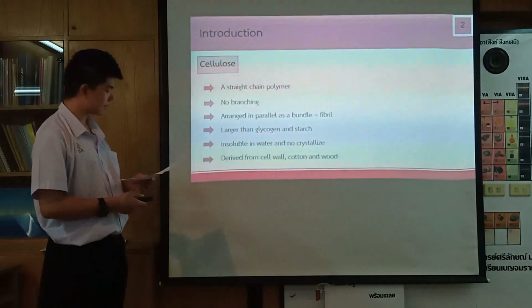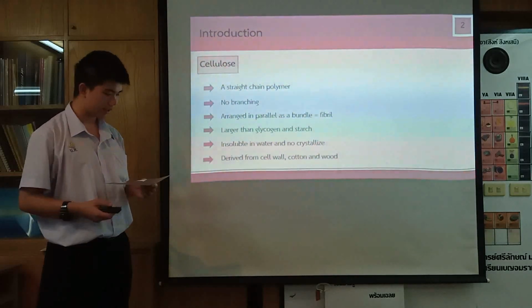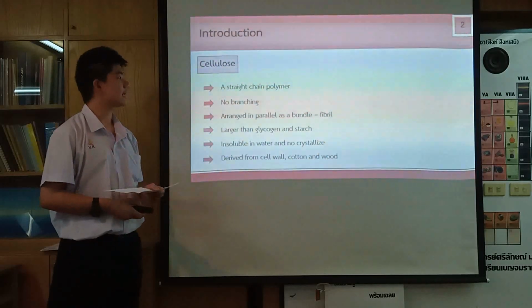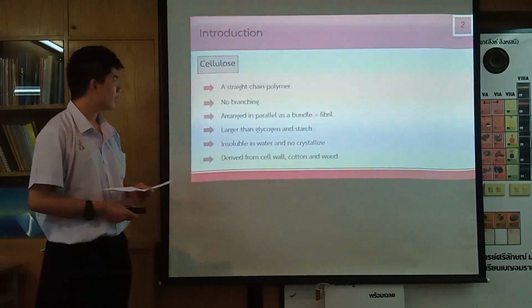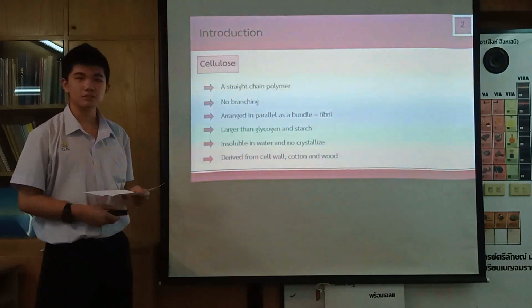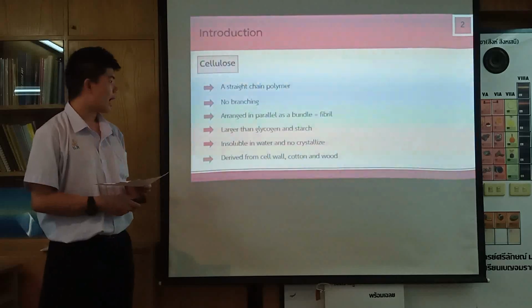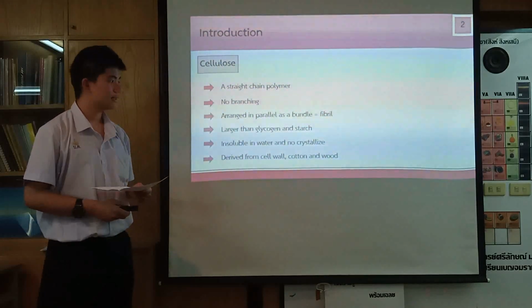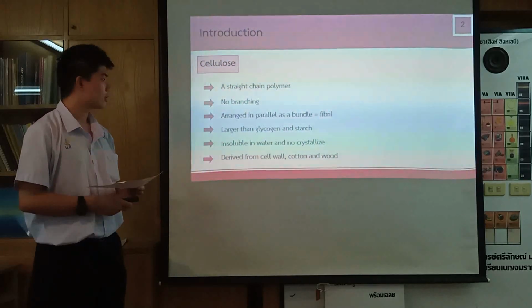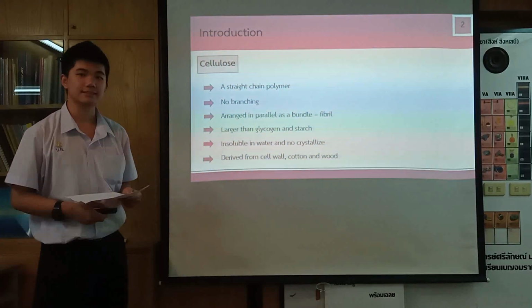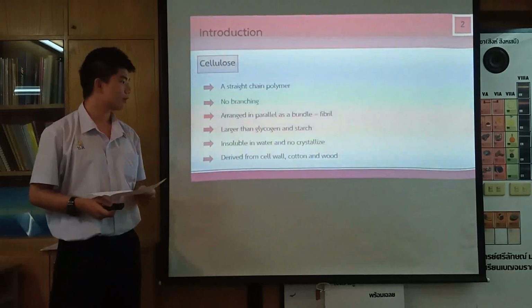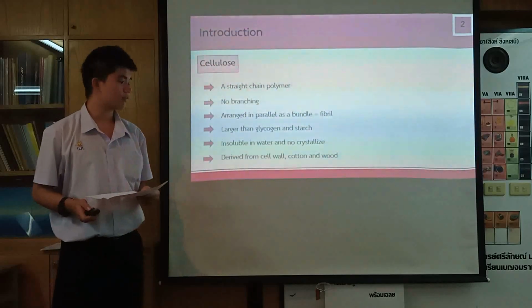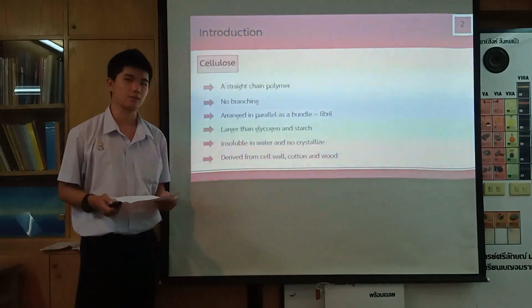And these are some basic properties of cellulose. First, cellulose is a straight chain polymer. Next, cellulose has no branching. Cellulose is arranged in parallel as a bundle, that's called a fibril. Cellulose is larger than glycogen and starch, insoluble in water, and not crystallized. Cellulose is derived from cell walls, cotton, and wood.